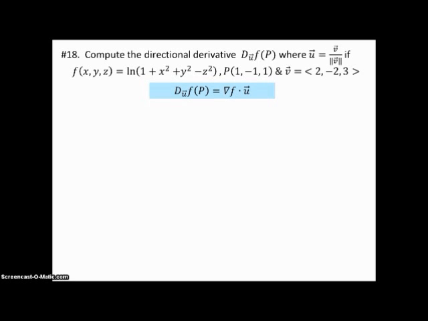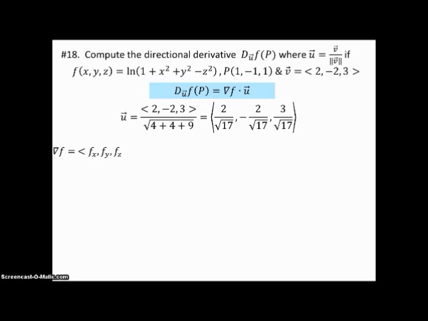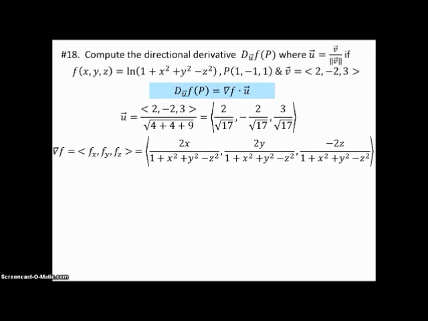So here's our formula. We need the gradient of f dotted with u. So let's figure out what u is by dividing v by its length. And there we have a lovely vector of u. Now the gradient, which is fx, fy, fz, each of which is 1 over the quantity inside the logarithm, and then times the partial derivative of x, which is 2x, the partial derivative of y, which is 2y, and the partial derivative of minus 2z squared, which is negative 2z.